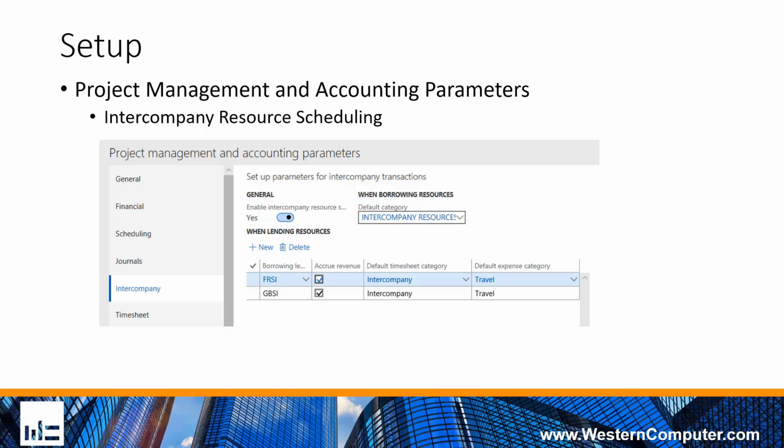I won't be showing any of the intercompany resource scheduling, but D365 does have the ability to allow you to schedule resources across company. So if you're a multi-company instance of Dynamics and you have resources where you're borrowing from one company to work on projects in another, there is setup to allow that to happen. While I'm in one company, this functionality will allow me to view resources in other companies and allow them to work on projects in my company. I won't get into too much of that, but just know that that's out there.